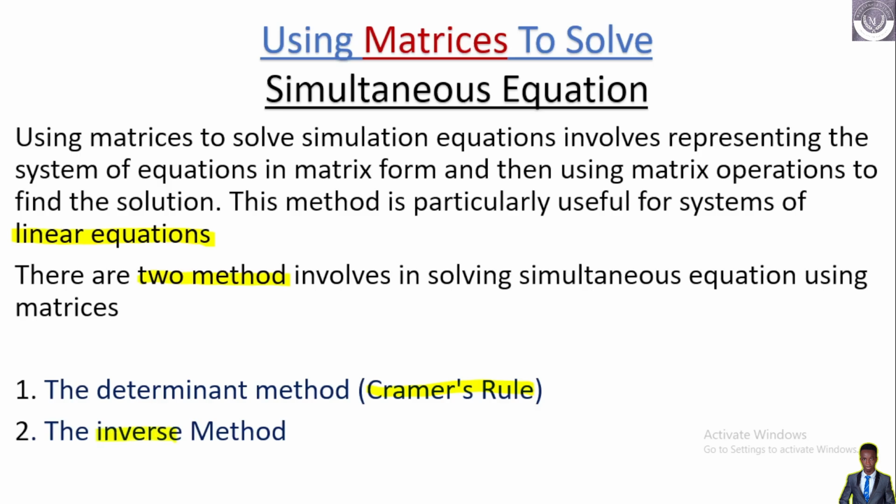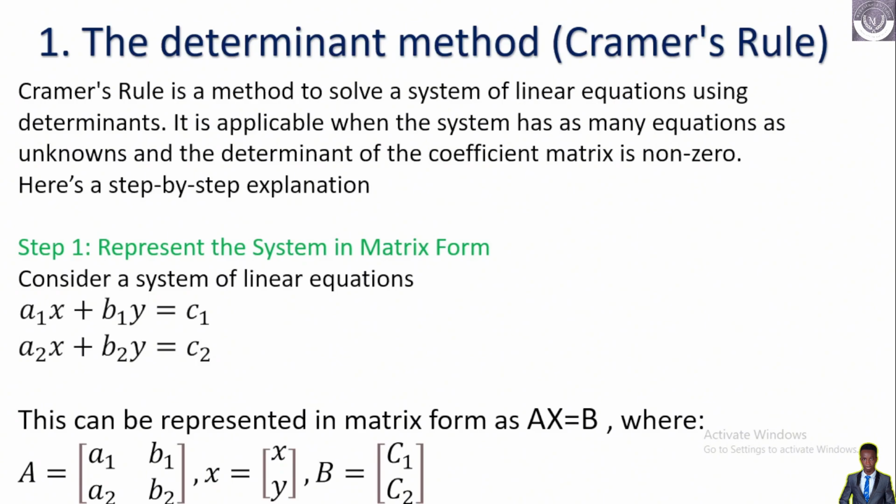So let's start with the first method, which is the determinant method, or we sometimes call it Cramer's rule. Cramer's rule is a method to solve a system of linear equations using determinants. It is applicable when the system has as many equations as unknowns, and the determinant of the coefficient matrix is non-zero. Here is a step-by-step explanation.